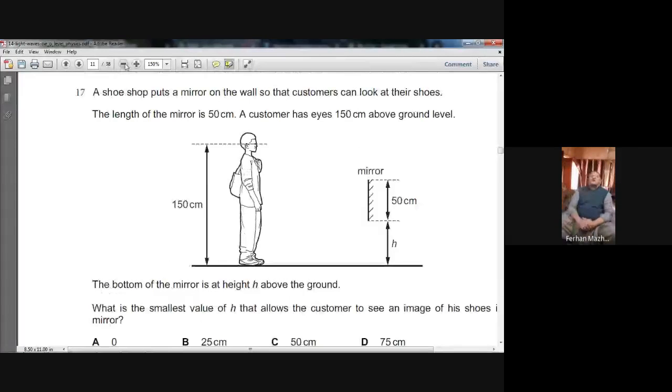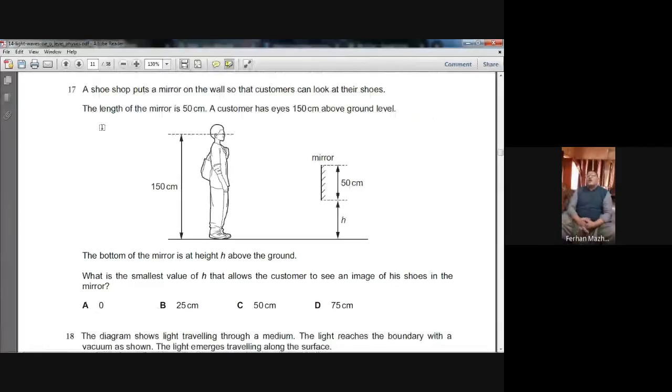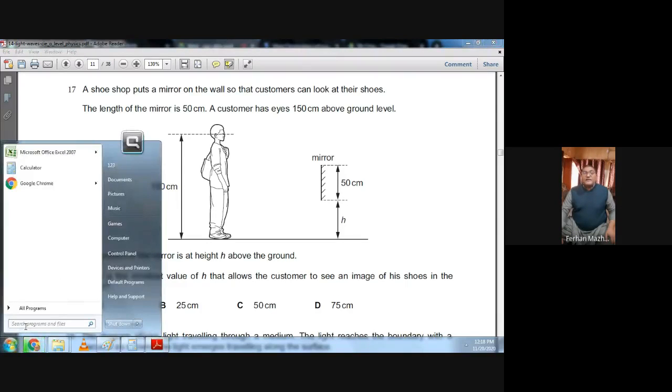Good question. A shoe shop puts a mirror on the wall so that the customer can look at their shoes. The length of the mirror is 50 centimeters. A customer has eyes 150 centimeters above the ground. The bottom of the mirror is at height h above the ground. What is the smallest value of h that allows the customer to see an image of his shoe in the mirror? Okay, so let me take this to the page so I can work on it.